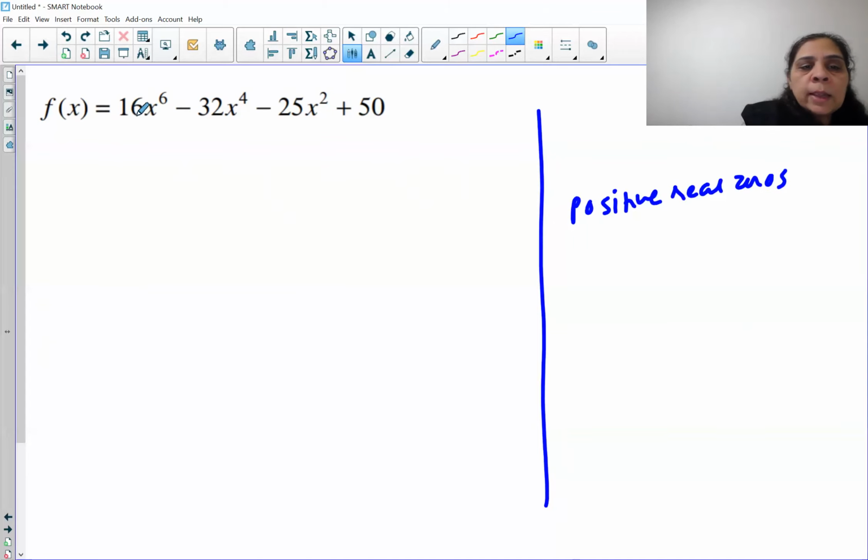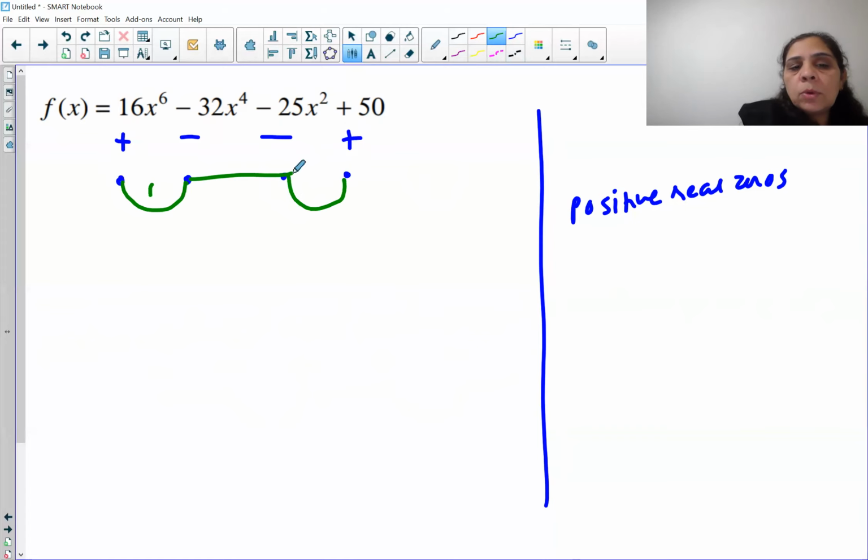So we will check. The first term is positive, negative, negative, and positive. Now we will check how many times the sign will change, right? Positive to negative, so it is changing. Negative to negative, no change. Negative to positive, change. So we have 2 sign changes. So possible positive real zeros is 2 or 0.